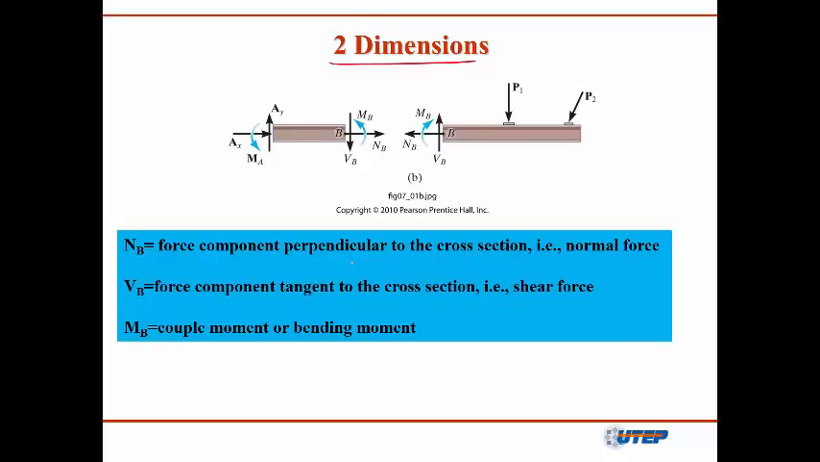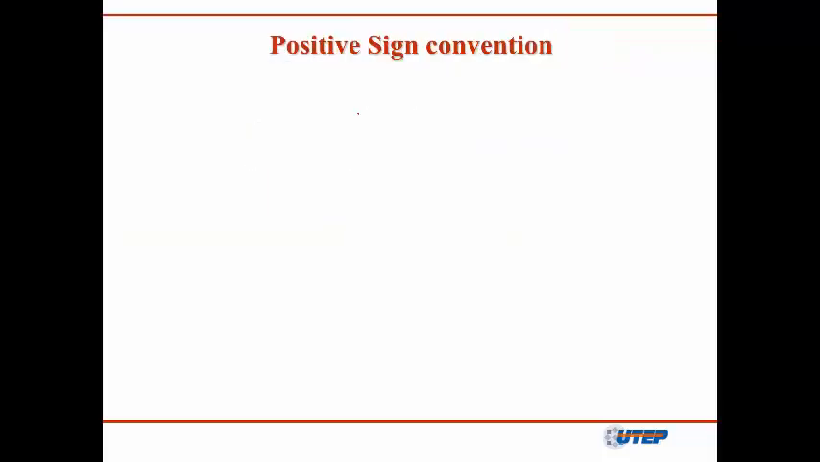So the normal force is perpendicular, so this is your cross section. So the normal force is perpendicular to the cross section, and then the shear would go parallel to the section or tangent. So tangent, parallel in this case, and then of course the couple moment or bending moment, and we'll see why it's called a bending moment in a minute. So this is very, very important. This is the positive sign convention that we'll use.